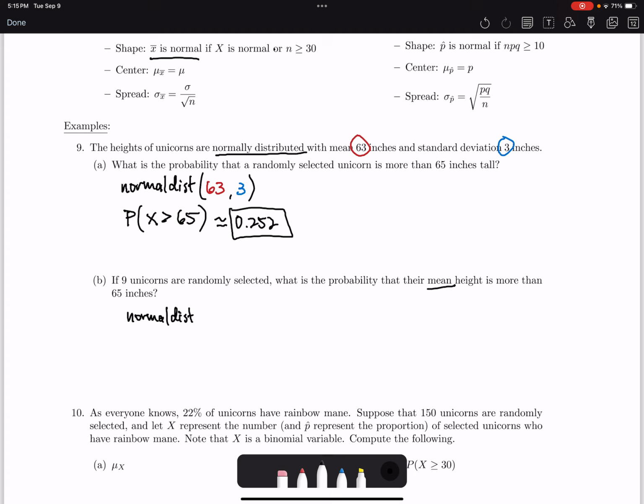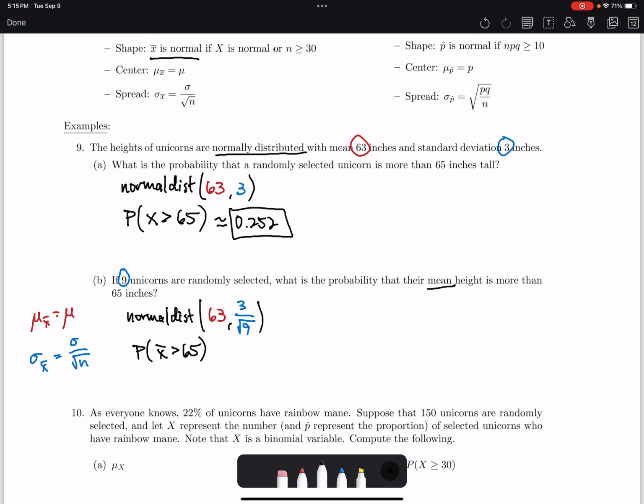Okay, the only thing we need to do different is we'll still use mu sub x bar. Mu sub x bar, by the way, is just the same thing as mu, which we've already said was 63. Sigma sub x bar is sigma divided by the square root of n. So in this case, that's going to be 3 divided by the square root of 9. And then we're going to look for the probability that x bar is more than 65.